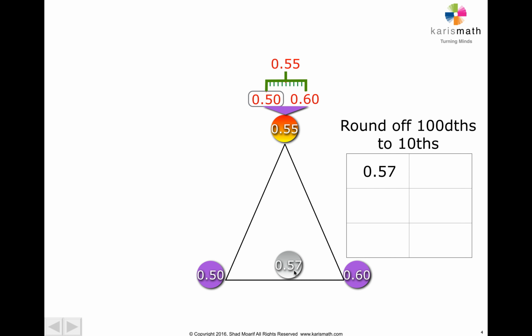Now, where will this go? On this slope or on that slope? That's right, on this slope. So let's put it there. Now it rolls all the way down to 0.60, which is 0.6 really. So 0.57 will change to 0.6 if we express it as tenths. That's what we're doing. Let's try another one.